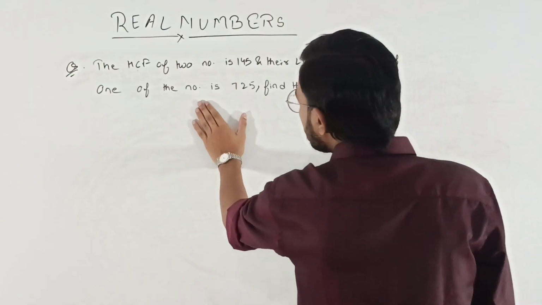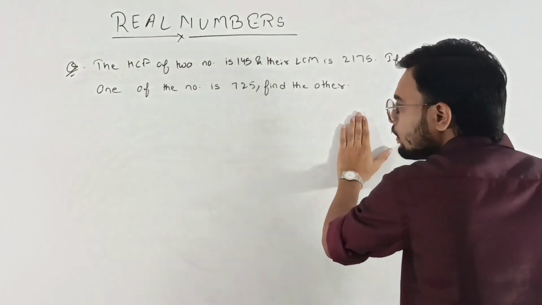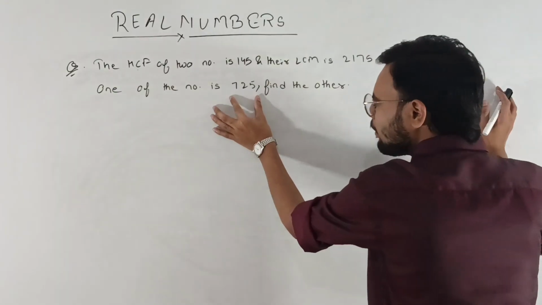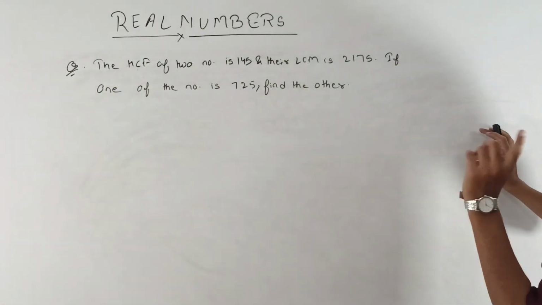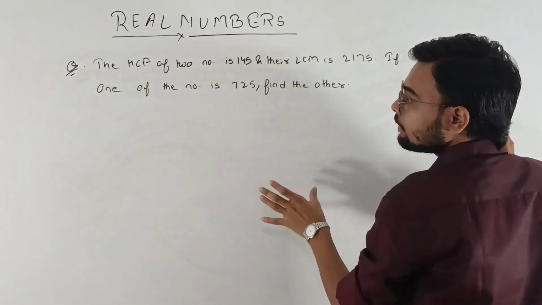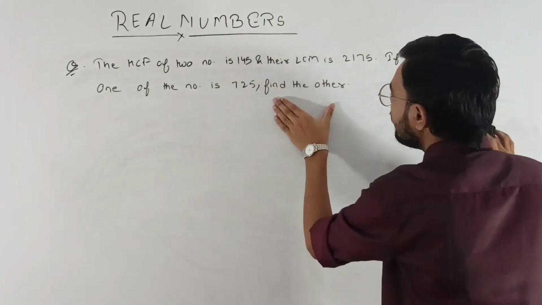And if one of the numbers is 725, then find the other. The question is given. We have one number, 725, and another number which we have to find. The LCM of these two is 2175 and the HCF is 145. Then we have to find the other number.